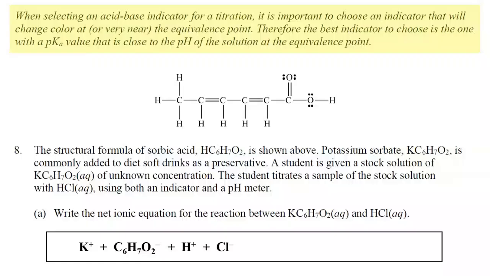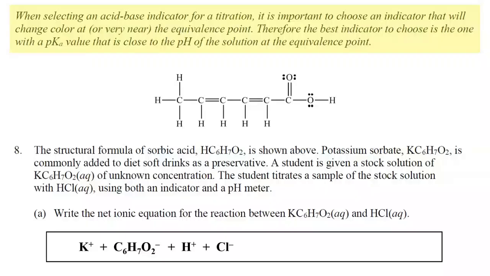Now for the products, which we are not given in this chemical equation, we have to come up with them on our own. We know that an acid-base reaction is taking place. So when you have an acid-base reaction, there's always going to be proton transfer, the transfer of an H plus ion from the acid to the base. So the H plus combines with the C6H7O2 minus to produce a molecule of sorbic acid.